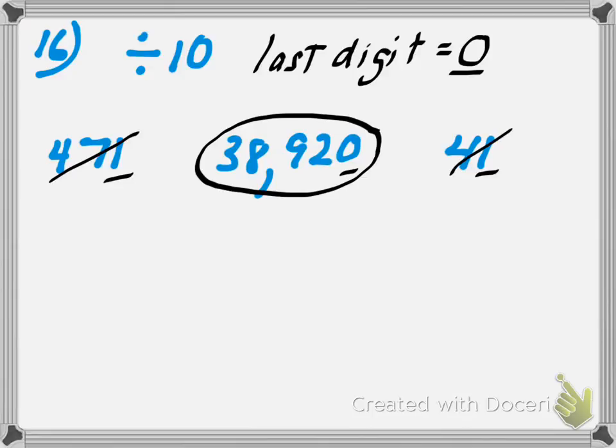So only 38,920. So once again, it must end with a 0 to be divisible by 10.